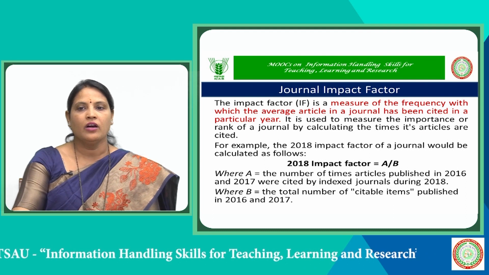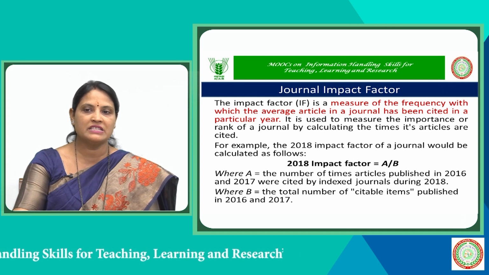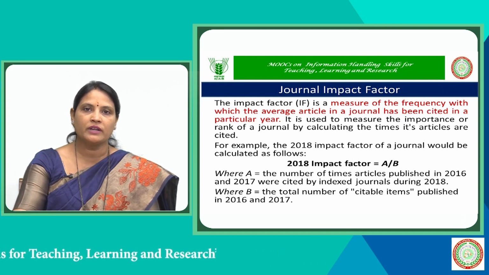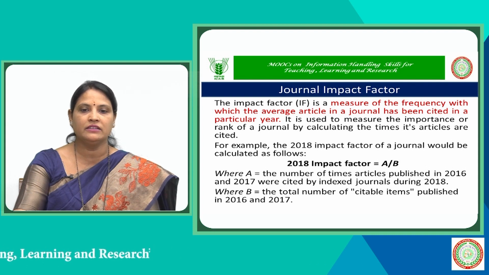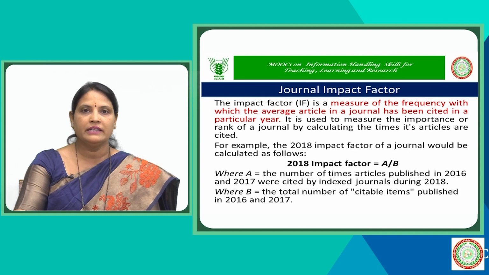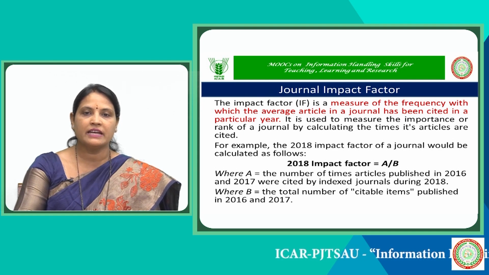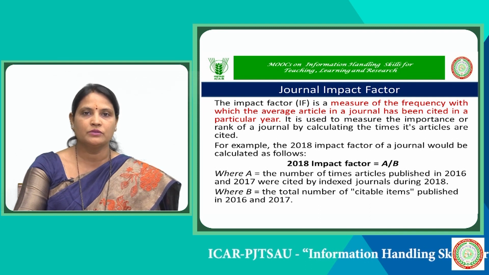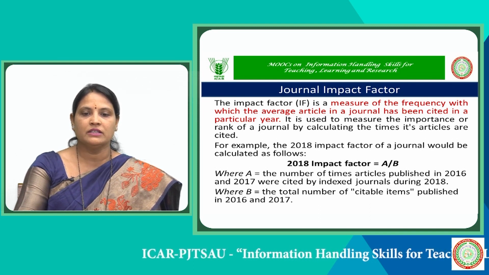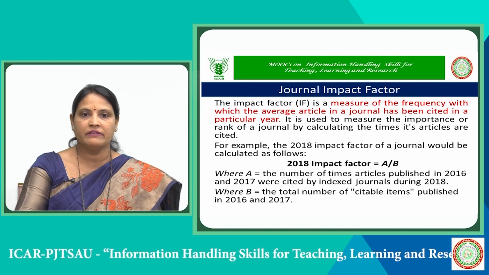It is a measure of the frequency with which the average article in a journal has been cited in a particular year. If we want to calculate the impact factor of 2018, the calculation will be: impact factor of 2018 equals A divided by B, where A is the number of times articles published in 2016 and 2017 were cited by the indexed journals during 2018, and B is the total number of citable items published in 2016 and 2017.